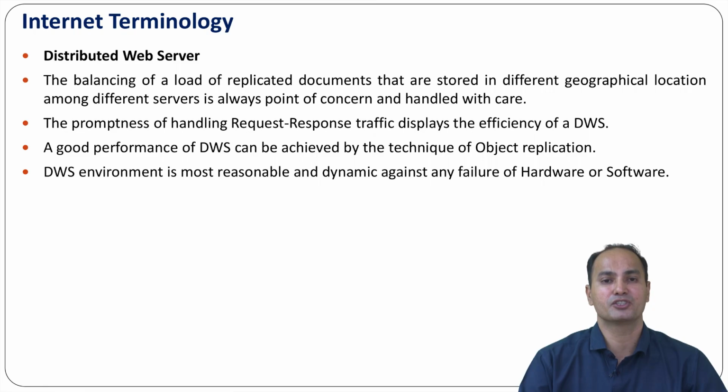A good performance of distributed web servers can be achieved by the technique of object replication. Replication is simply keeping a copy of one object in another, nearby place. So if one server is not able to serve a request, it will be immediately transferred to a nearby server, where the request will be served to the user without the user's knowledge. A distributed web server environment is most reasonable and dynamic against any failure in hardware or software.